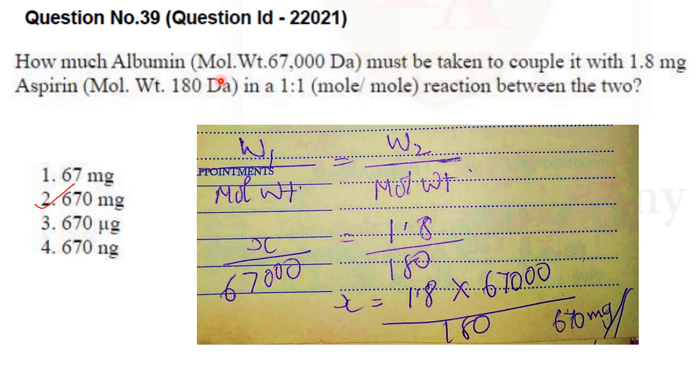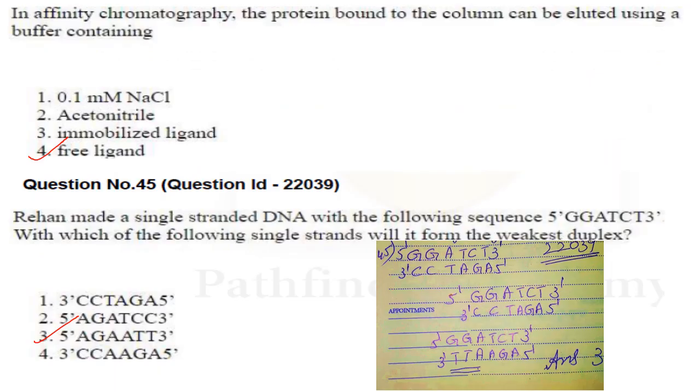So they have asked how much albumin must be taken. So we will write it as X divided by the molecular weight of albumin is equal to the weight of aspirin, that is 1.8 mg, divided by the molecular weight of aspirin, which is 180. So calculate for X, cross multiply, and you will get 670 mg. So the answer here is option 2.